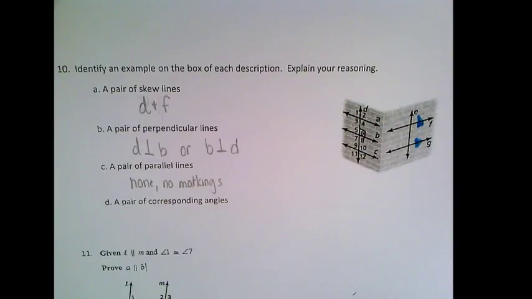So there's also all kinds of alternate interior, alternate exterior angles in this picture, but they're not congruent. They're only congruent if they're parallel lines. So there are lots and lots and lots of corresponding angles.